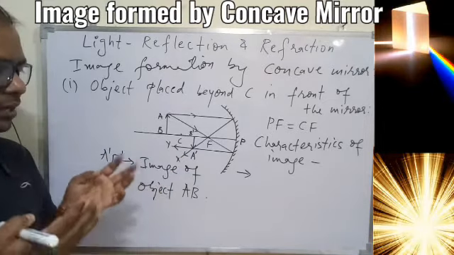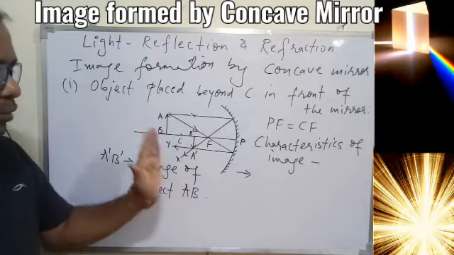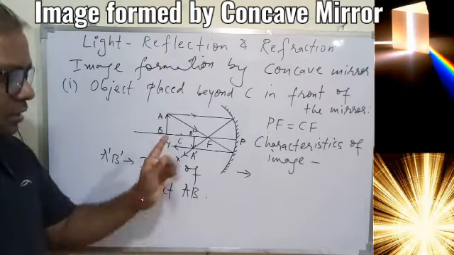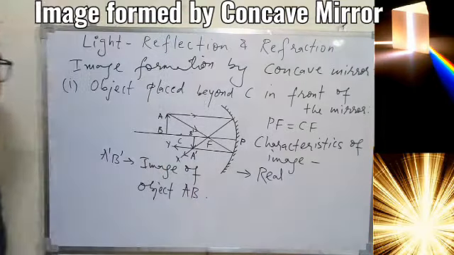So in that case what we get is a real image. If you place the screen here in front of the mirror, you will be able to see the image AB, A prime B prime on the screen. So you understood the image is real. That is the first thing we got, the image is real in this case.